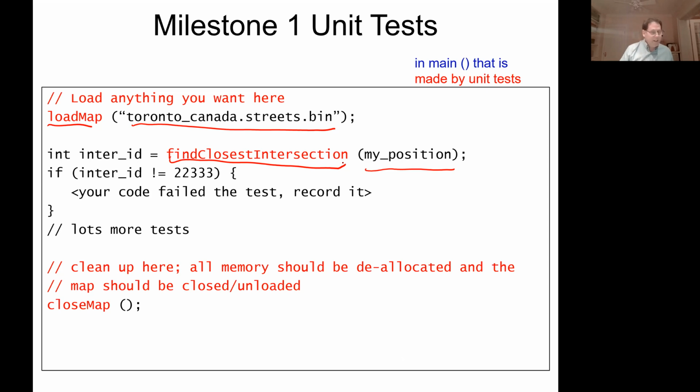When we're done with these maybe 200 tests of this function, we're going to call close map. So close map should clean everything up. In load map, you loaded some data structures, you loaded the streets database API. In close map, you should do the opposite. Whatever memory you created, you should get rid of, so you don't have any memory leaks.